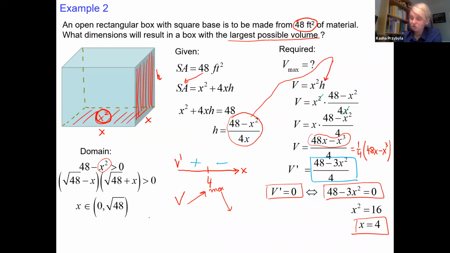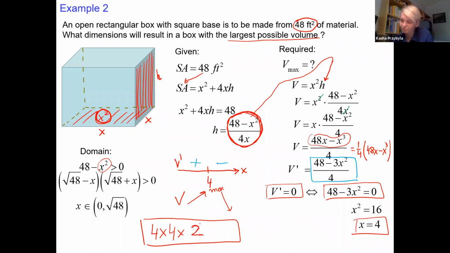That means the dimensions, we will have x equals 4, 4 by 4, the base, and who can tell me what will be h? Okay, that's again the dimensions. That's the final answer. H is defined, oh, that's h. Who can substitute 4? 48 minus 16, divided by 16. Is just 2?